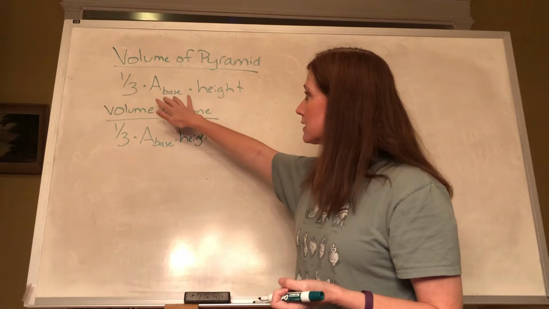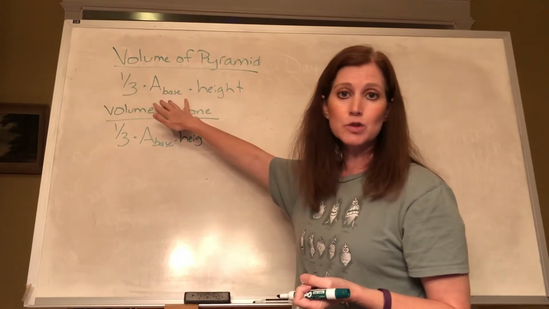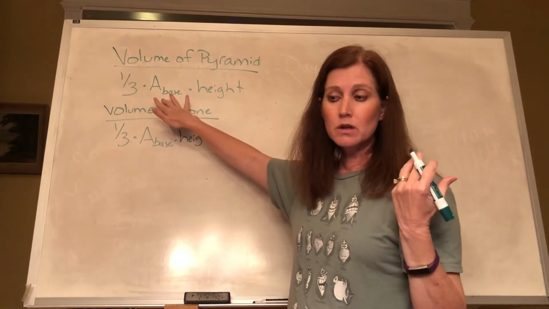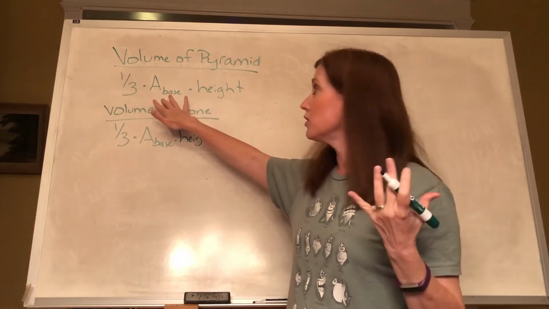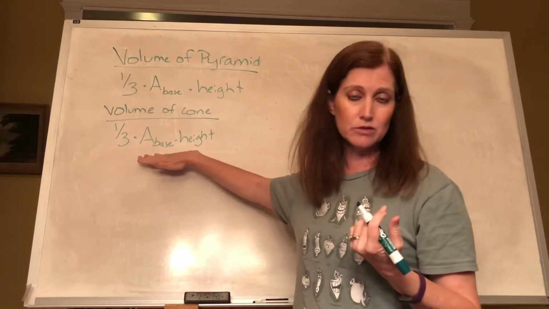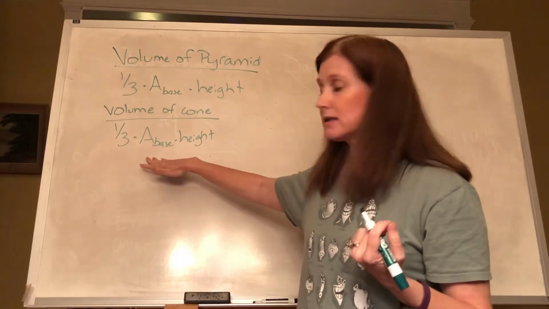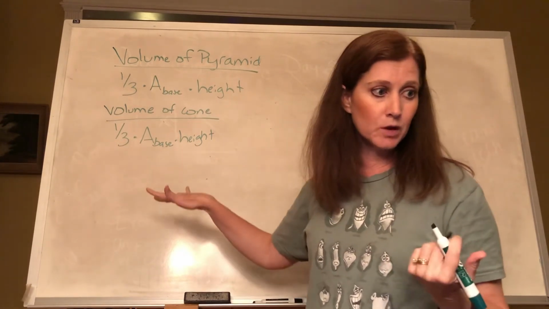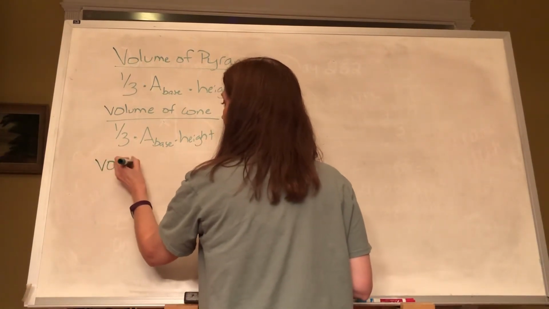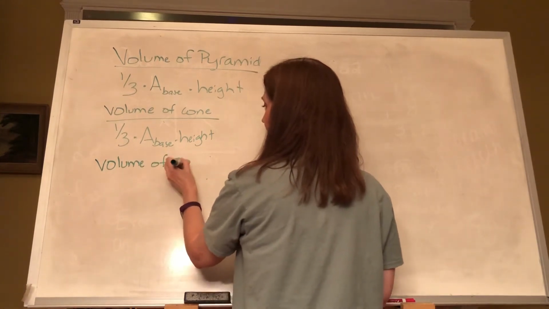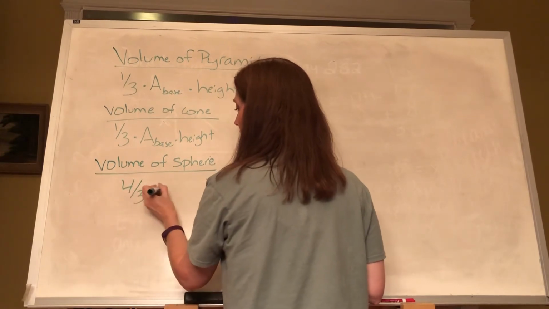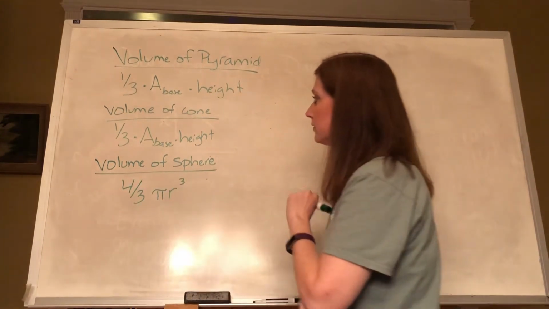This base is probably going to be a square, rectangle, or triangle. You could have a pentagon or a different shape, but here, with a cone, it's always going to be circular. So area of the base is always going to be pi r squared. All right, the last one is the volume of the sphere, and that is 4/3 pi r cubed.